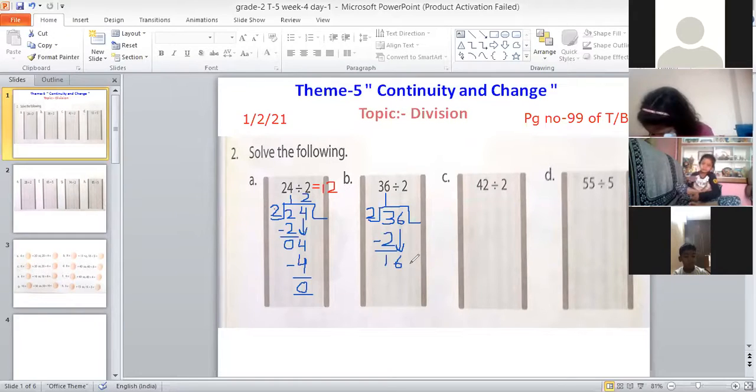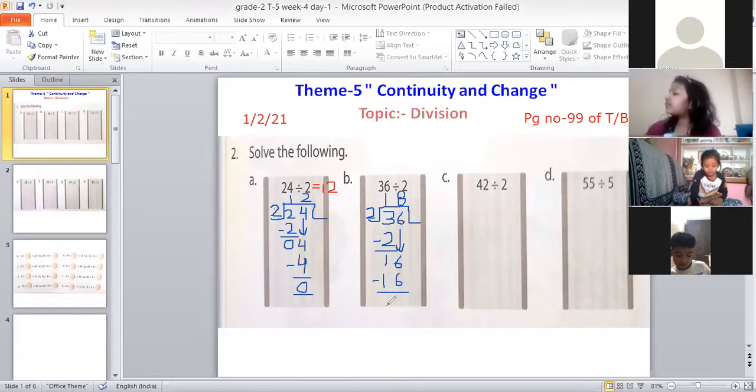Now you tell me, Riyansika, can we get 16 in the 2 table? Is it possible? Yes, ma'am. Very good. Now recall the 2 table and tell me when we will get 16. 2 8s are 16. Very good. So we'll be writing this 8 above this 6, and we will be writing 16 here, and we'll put a minus sign also.